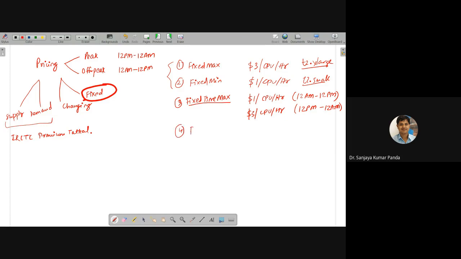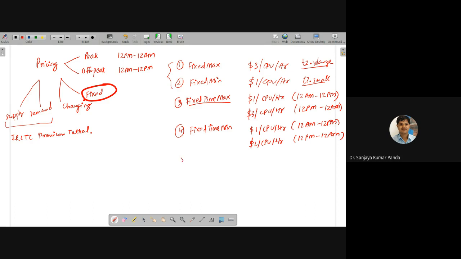Similarly, there is another scheme called fixed time min. There, they are charging $1 per CPU per hour for the off-peak period, or $2 per CPU per hour for 12 PM to 12 AM. That is our peak period. Right? See, different pricing schemes are there. Different resources we have, right? Based upon the resources, we are charging different prices to different resources.